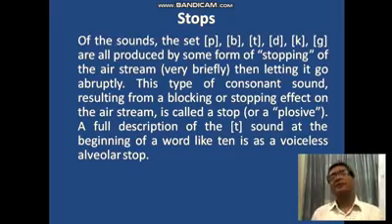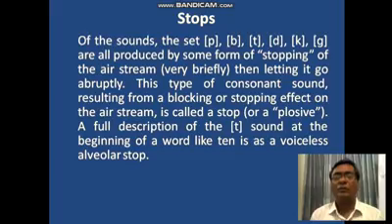This type of consonant sound resulting from blocking or stopping effect on the air stream, I have already explained, is called a stop or a plosive. A full description of the t sound at the beginning of a word like ten is a voiceless alveolar stop. Ten. So you notice that the air is not allowed to come in a straightforward manner. We create a kind of stop and then we allow it to come out. So the way these sounds are produced is known as stops.